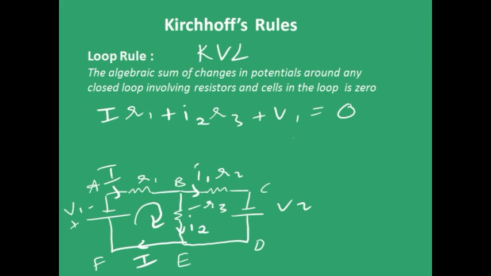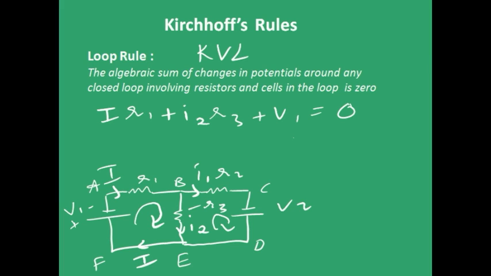See, I'm taking the potential drops to be positive, and if you encounter a potential gain in between, just take the opposite sign for it. Now let me do it for the second loop. Say E, B, C, D, E. For this loop E, B, C, D, E, I'll start from E.